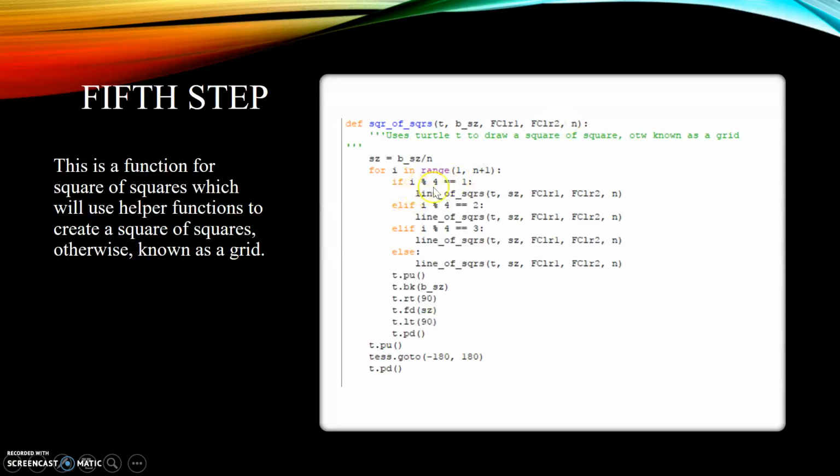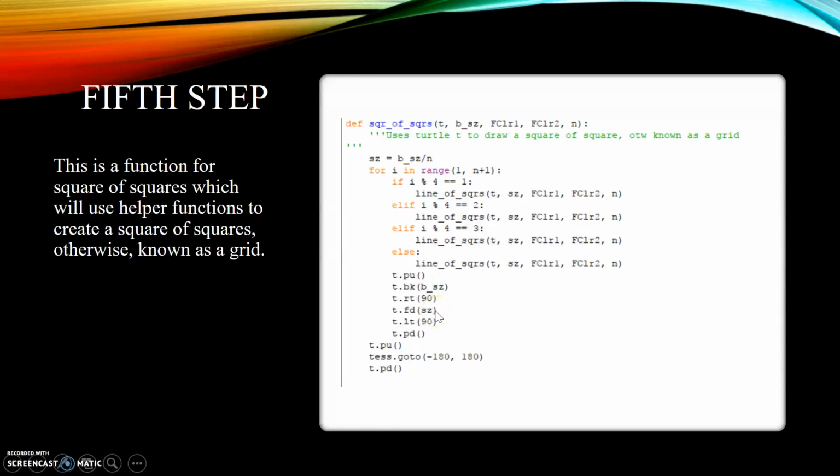And so we're saying for i in range 1 and n plus 1, when i modulus operator 4 is equal to 1, we want to draw a line of squares. Although when it's equal to 2, we want to draw a line of squares. But the colors aren't being touched yet. And when it's a 3, we want to draw a line of squares. Else, draw a line of squares.